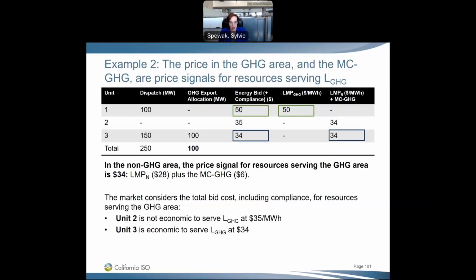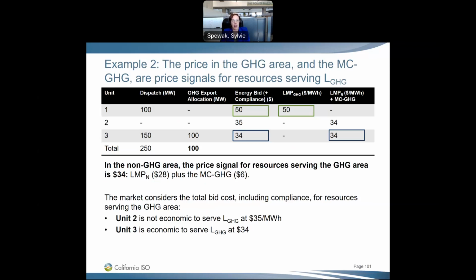In the non-GHG area, all 100 megawatts of the 100 megawatt export allocation go to Unit 3 this time. So we don't need to consider whether or not LMPN plus the marginal cost of GHG is an efficient price signal for Unit 2, but you can also see that it is efficient, but it won't incentivize any capacity from Unit 2. So that checks the box for that resource.